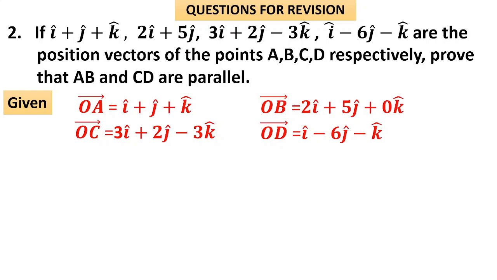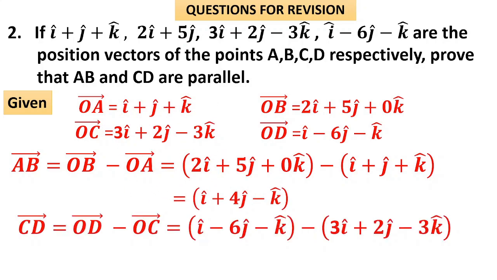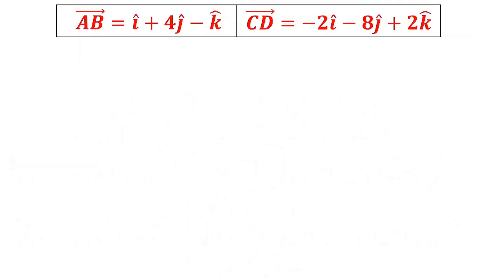Already we have discussed how to write AB. It will be the position vector of the terminal point minus position vector of the initial point. So 2i plus 5j plus 0k minus (i plus j plus k). Therefore you got it as i plus 4j minus k. Similarly, how to get CD? Position vector of D minus position vector of C. Therefore i minus 6j minus k minus (3i plus 2j minus 3k). You got this also as minus 2i minus 8j plus 2k. Now we got AB and CD.